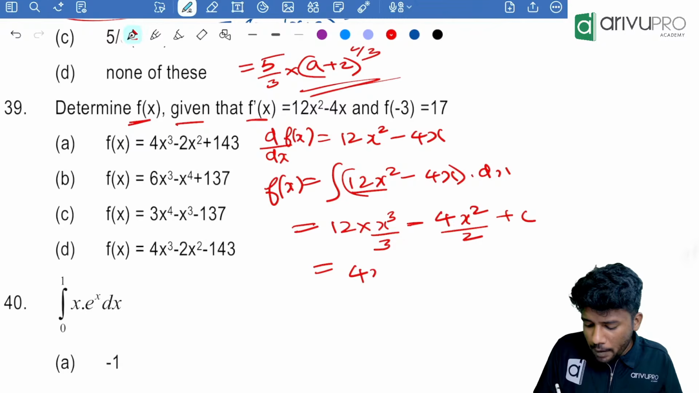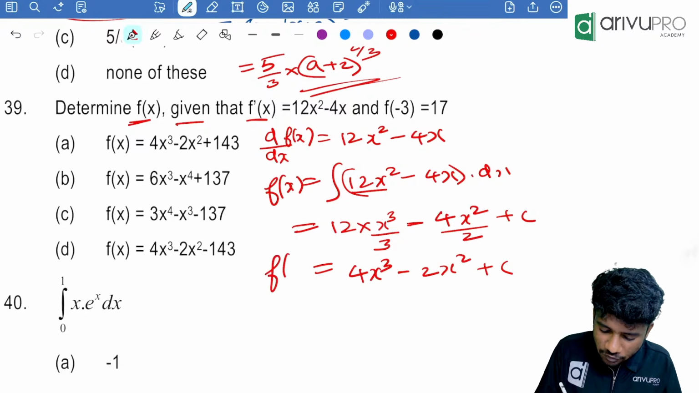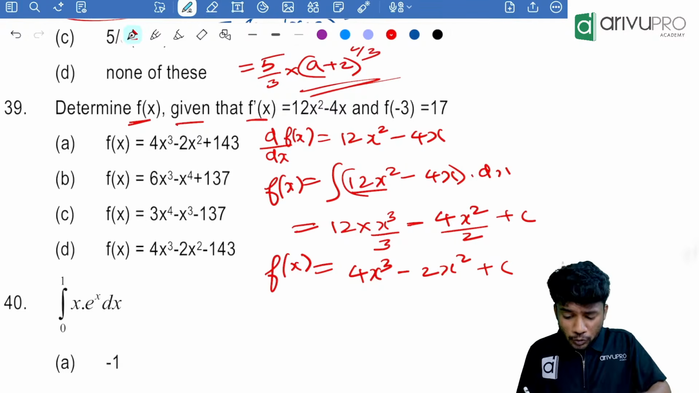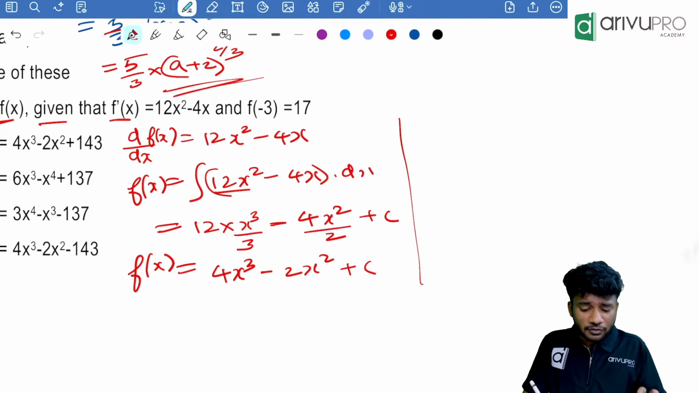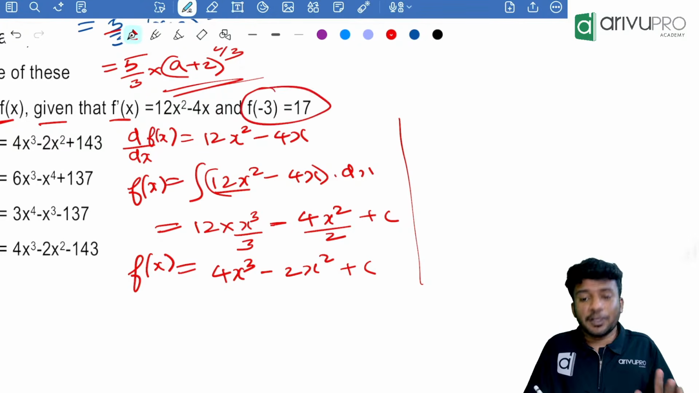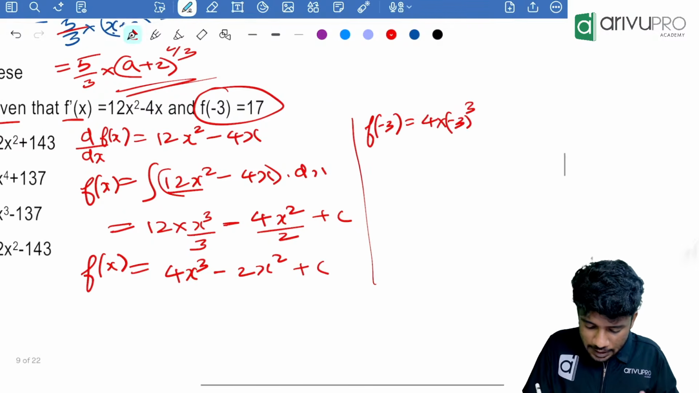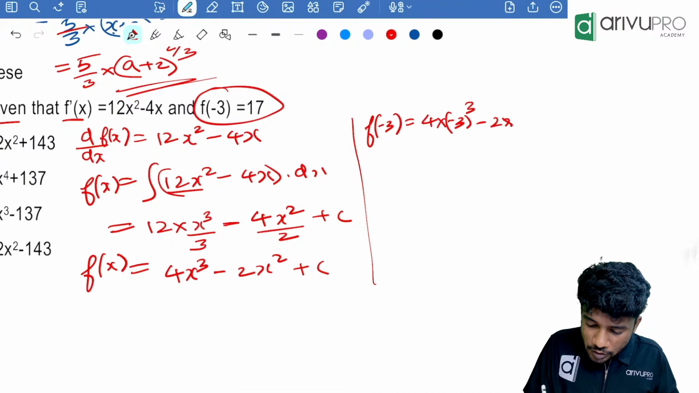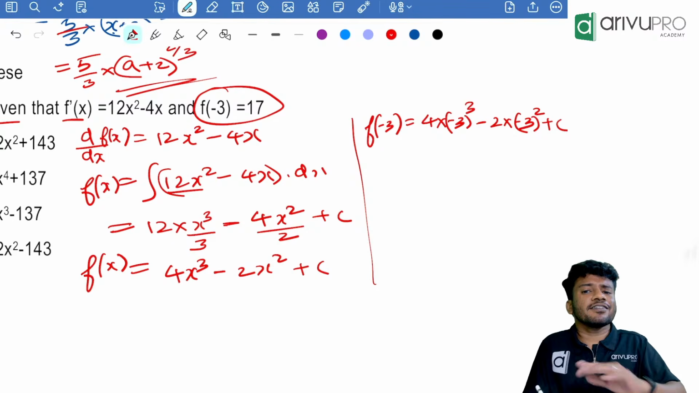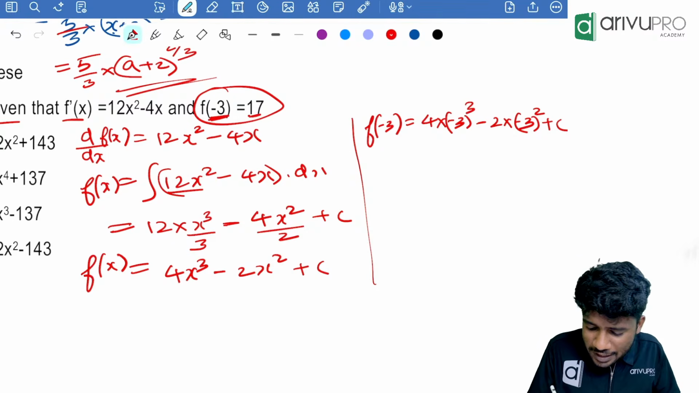which is nothing but 4x cube minus 2x square plus c. That is the value of f of x. Now they are not implying you to find different values of f of x and all. They want the value of constant, so that's why they have given this value. Put f of minus 3. F of minus 3 is equal to 4 into minus 3 the whole cube, then minus 2 into minus 3 the whole square plus c. From here we will find the value of c. Then what is the value of f of minus 3, which is given to be what?